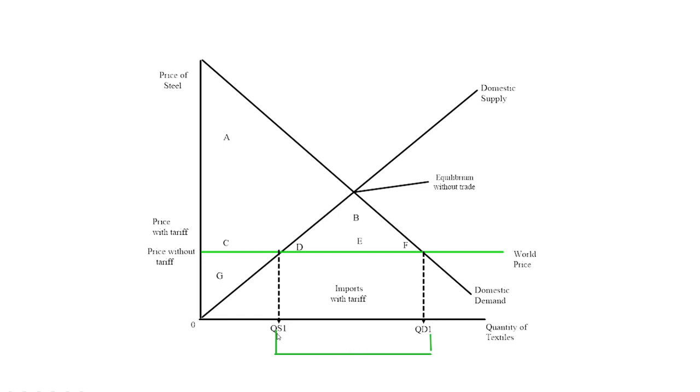QS1 is the quantity that our producers are willing to supply. QD1 is the amount that we want, our domestic consumers. Okay? And then this part are the imports. Okay, we are importing this amount. That might upset some of the producers because before the producers were here, right? And they were getting this amount. So they might be upset.